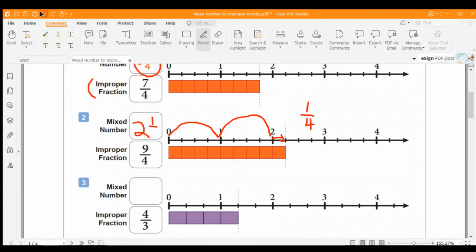Now that you see the visual, feel free to pause this and explain it to your learner if you're a parent watching this with them, or if you're a learner yourself, pause it if you need to slow down.